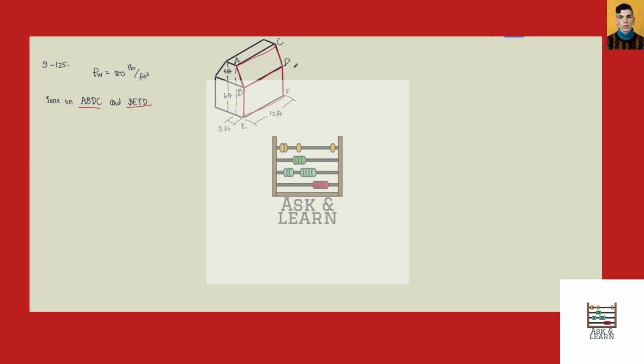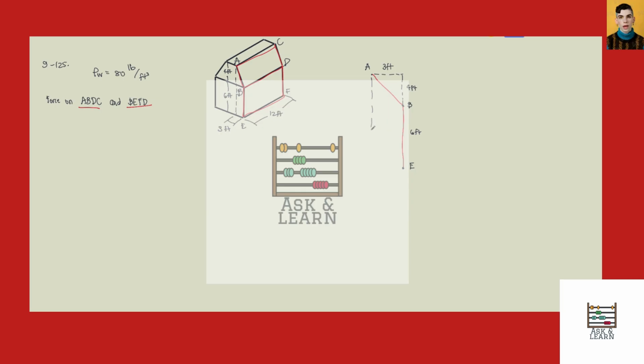So first, let's draw the cross-section of the tank. So we have a slanted line and a vertical line. So we have this as point A, point B, and point E. This is 3 feet wide, and this is 4 feet high, while this is 6 feet high.